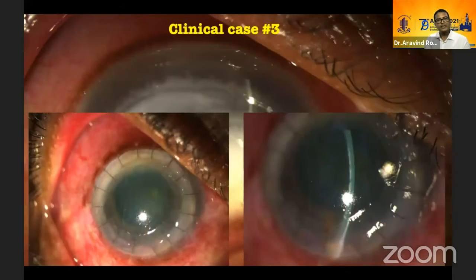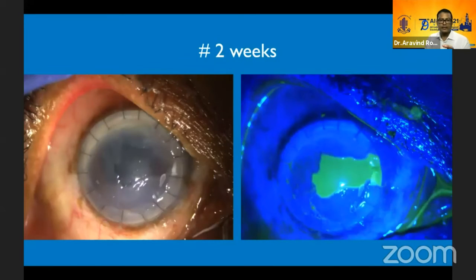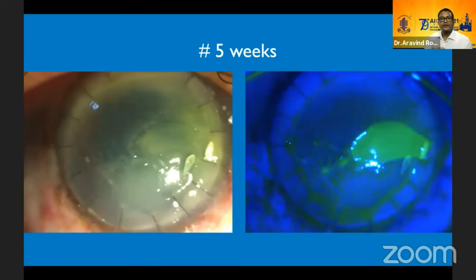This was again a similar case of extensive fungal keratitis necessitating treatment with glycerol preserved corneas. There is also a drawback of these tissues. The epithelialization is extremely slow, and in this case, this is the epithelial defect at 1 week, and again at 2 weeks, and almost at 5 weeks, the epithelial defect still persists. The epithelialization is extremely delayed, and often these persistent epithelial defects, unless addressed by a concomitant tarsorrhaphy, might lead to melt in the graft.